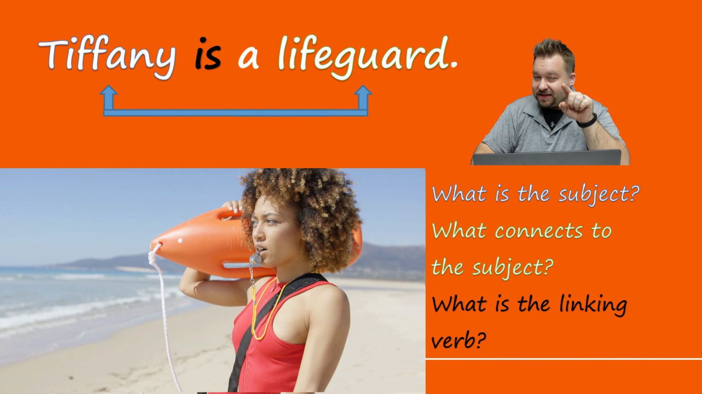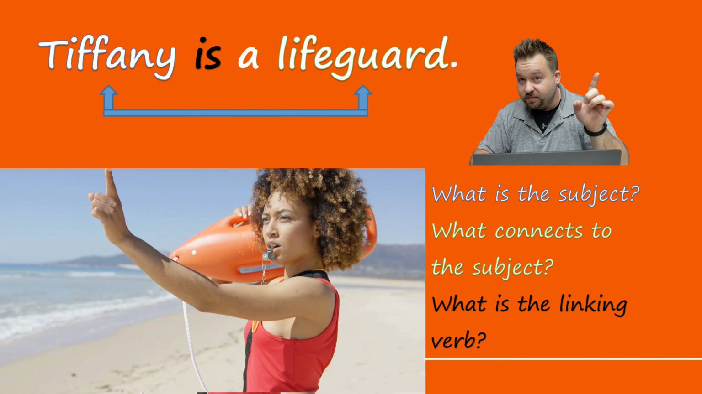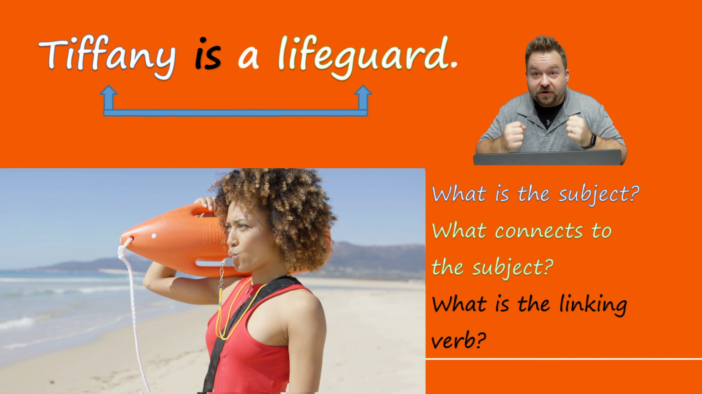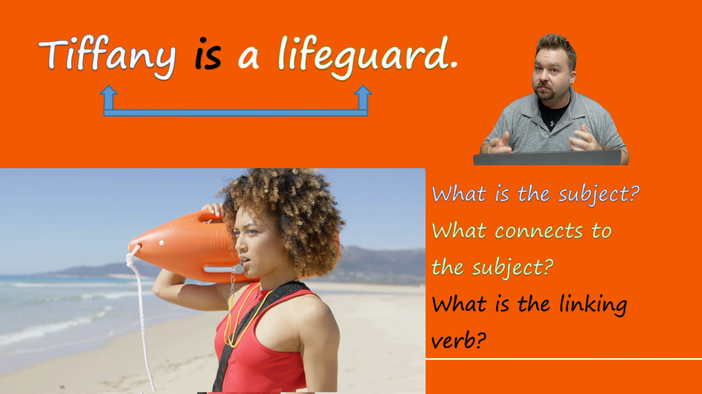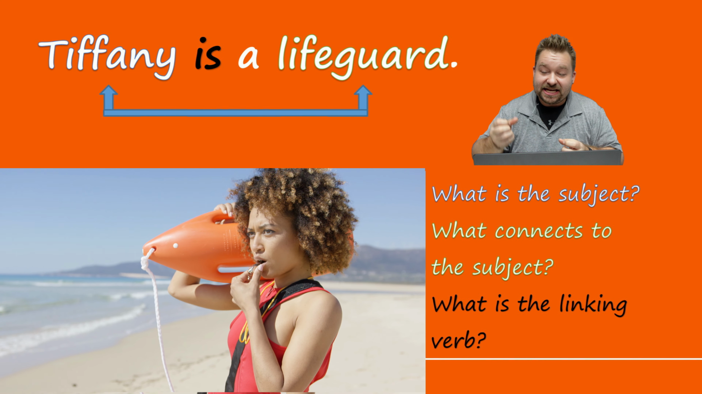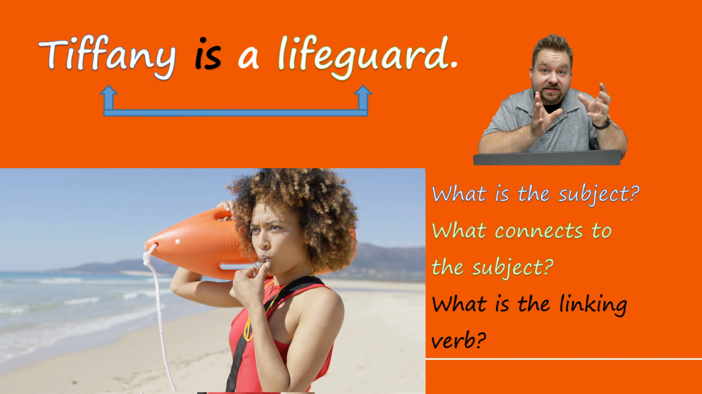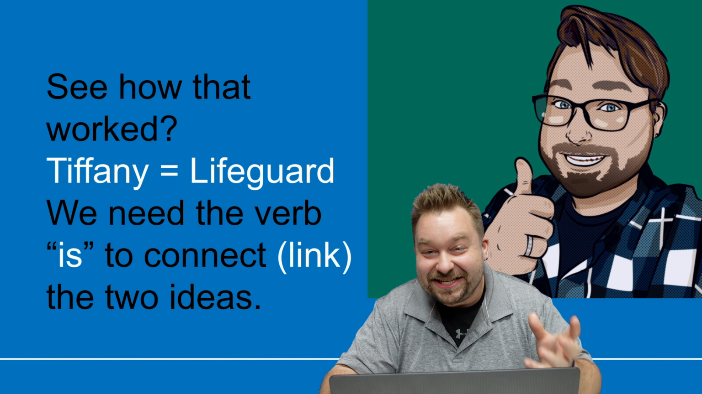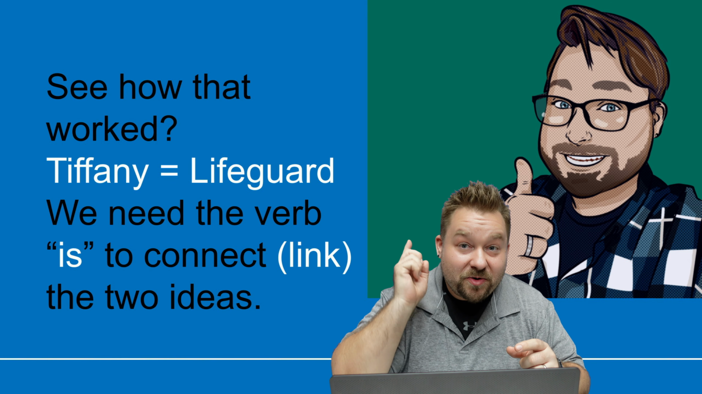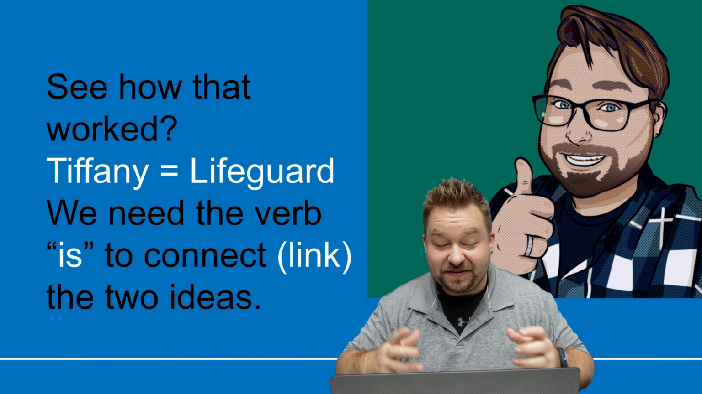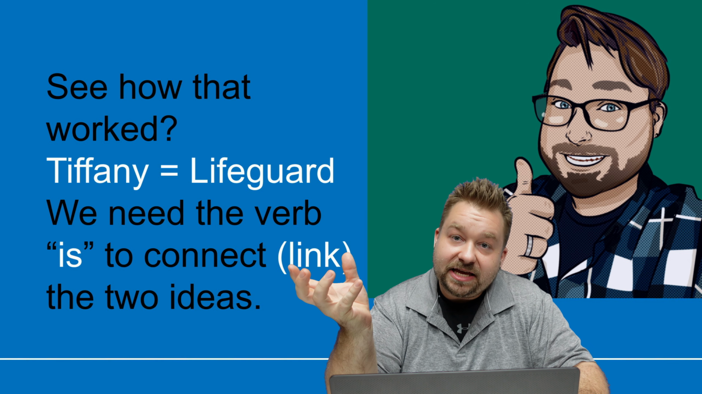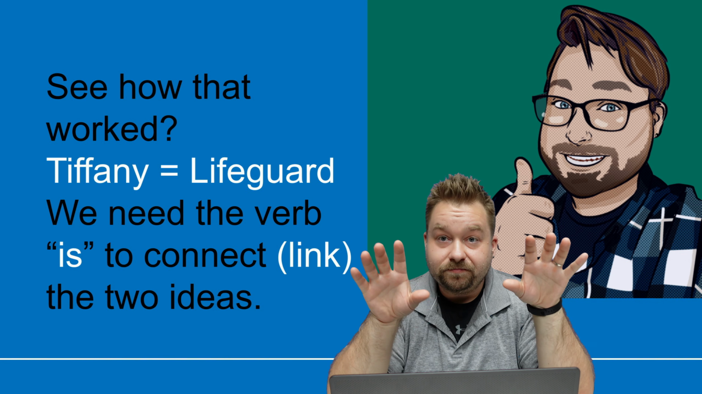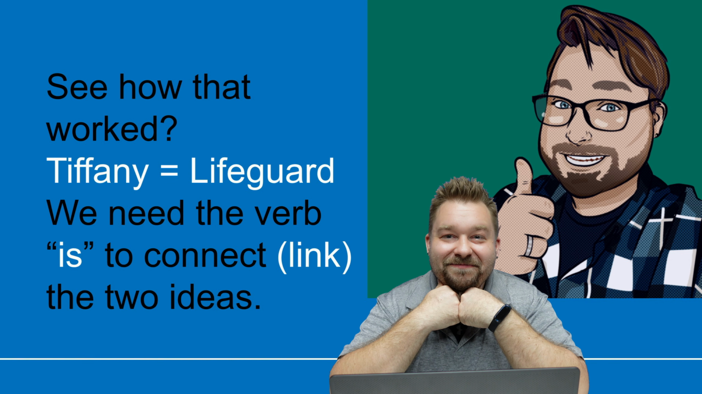See, you got this. Don't get confused with that helping verb. Remember the helping verb? He was running, doing something. Is Tiffany lifeguarding? Ing. No. Tiffany is a lifeguard. She is this thing. Lifeguard defines Tiffany. Yeah. Okay. See how that worked, right? Tiffany equals lifeguard. No problem. No action. Tiffany is something. But we needed to link this definition of Tiffany together with the subject, right? Is. That's a linking verb. That's not hard.